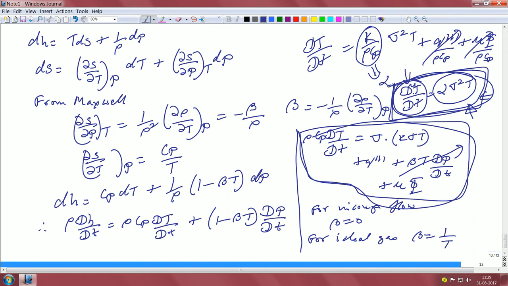In the next class, now that we are done with the conservation equations, we are going to look at the first set of canonical problems, which will be the flat plate. Okay. Thank you.